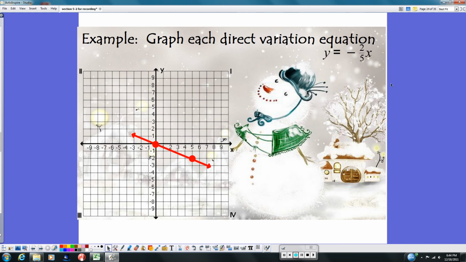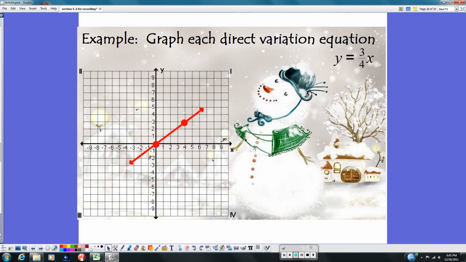So, if we're graphing a direct variation equation, we graph it just like it's in slope-intercept form. So, I put a dot on my y-intercept, which is 0. My slope is negative 2/5, so I go down 2 and over 5 to my next point and connect them. If we want to graph the equation y equals 5x, we put a dot on 0, we go up 5 and over 1, and that's how we get our second point.